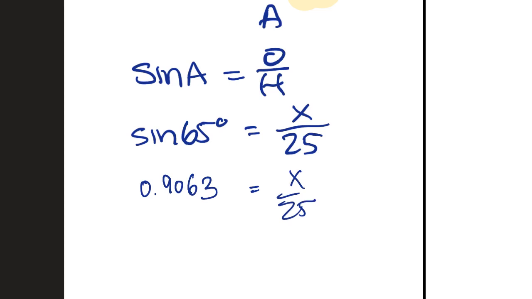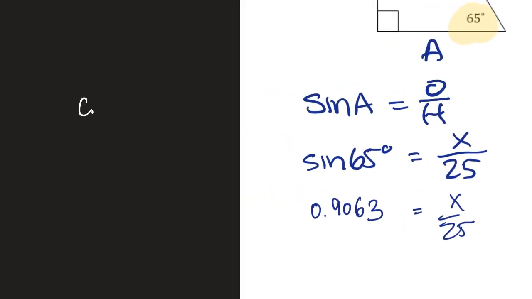If you don't get that, it's possible that your calculator's in the wrong mode, or you have to input it differently. Some calculators, you have to put in the 65 and then press the sine button. So try that. If that still doesn't work and it's giving you a different answer, your calculator needs to be in degree mode. So let me just make a note of that. Calculator must be in degree mode.